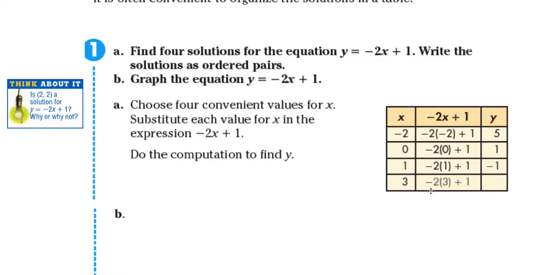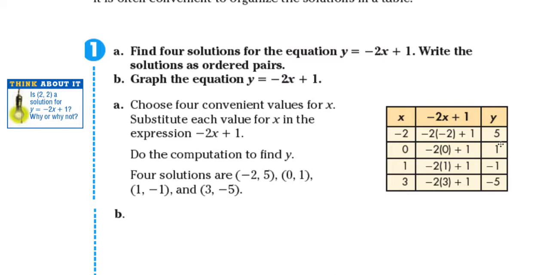And if we substitute 3 for x, the value of y would be 5. Okay? And then do the computation to find y. We did that. And finally, the 4 solutions are (-2, 5), (0, 1), (1, -1), and (3, -5). And it says in letter B, graph the equation y equals negative 2x plus 1.